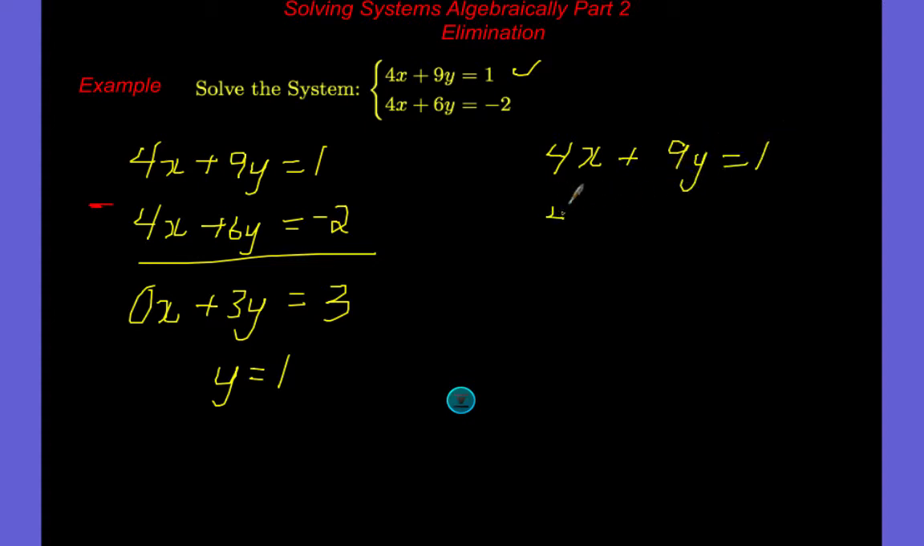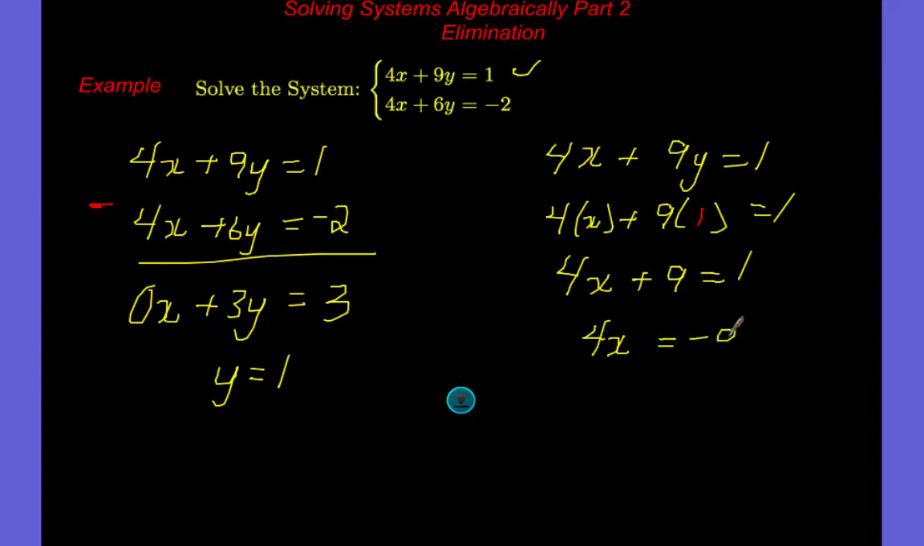That means now I have to find x. So what I'm going to do is plug in what I know for my y value. I put parentheses around it. I was so used to plugging in for x. So we plug in 1 for y equals 1. So that means 4x plus 9 equals 1. So that means 4x equals negative 8, once I subtract 9 from both sides. Divide each side by 4, and I'm left with x equals negative 2.